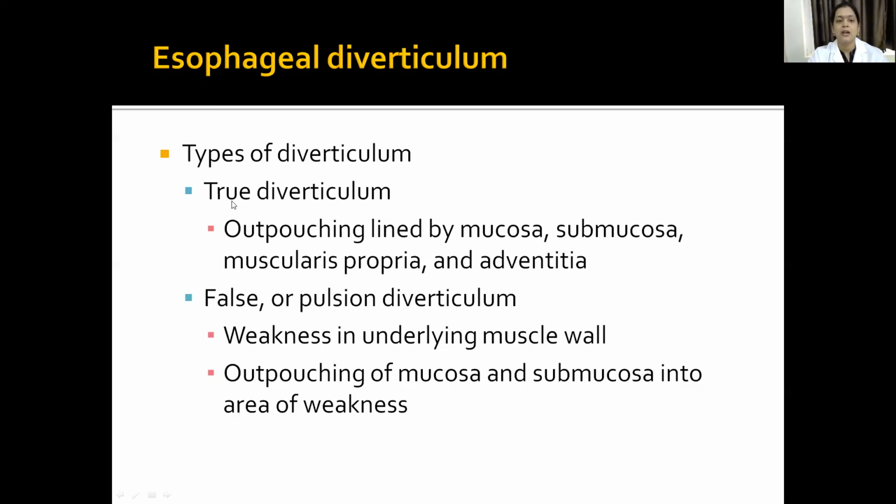It can be segmental. A true diverticulum is lined by all the layers, that is, epithelium to the adventitia. Everything is out. Then a false or pulsion diverticulum is due to weakness in the underlying muscle wall, and then only the mucosa and submucosa are out. So that's how it is different. You remember in the heart, the true aneurysm or the false aneurysm. In the true aneurysm, you find all the layers out. It's the same thing, the true diverticulum, all the layers are out, right?